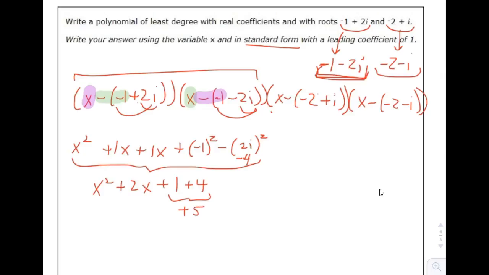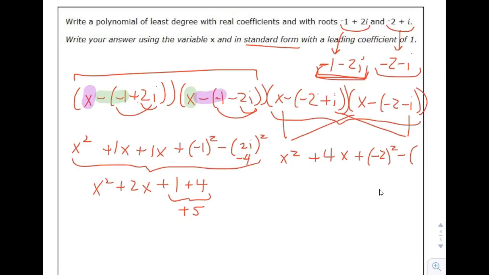Right? Now I'm going to do the same thing with here. Okay? So I'm going to do FOIL again. So I'm going to get x squared. And then for my middle term, remember that the imaginary parts cancel out, and I'm left with the non-imaginary parts, which would be plus 2x plus 2x, which would be plus 4x. And then last of all, I'm going to combine these two. So it's going to be, I'm going to do like a mini FOIL again. So it's going to be like negative 2 squared, and then I'm going to subtract the last term squared.